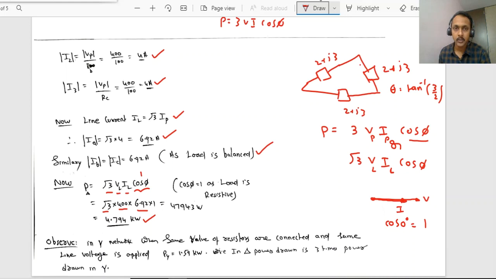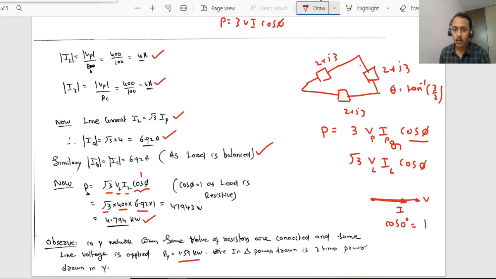If you observe, dear students, if you watch the previous video in star network, the same resistors connected in star manner, and we have applied the same voltage, same values of resistors. But in that problem, the power drawn is only 1.59 kilowatt. So in delta connected, the power drawn is 3 times the power drawn in star. When all the three resistors are of same value, once it is connected in star manner and again in delta manner, you can observe in delta network, the power drawn is 3 times compared to the star, right?